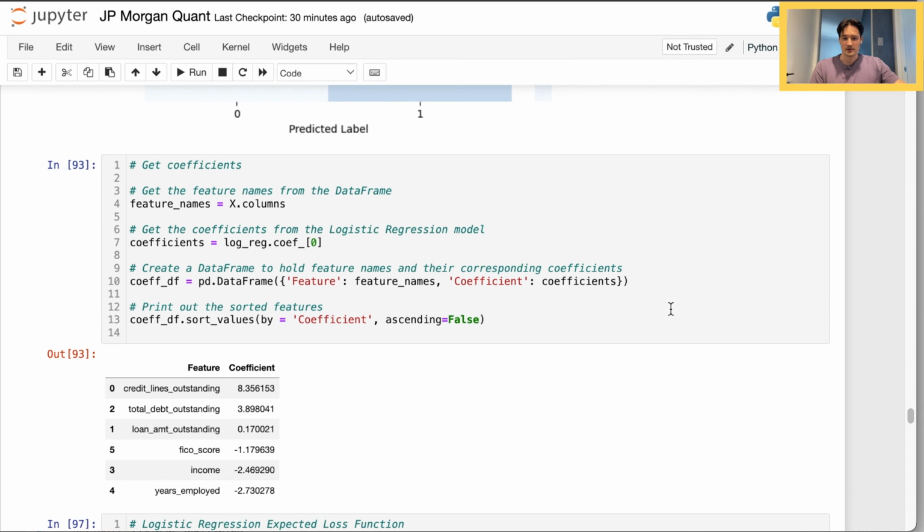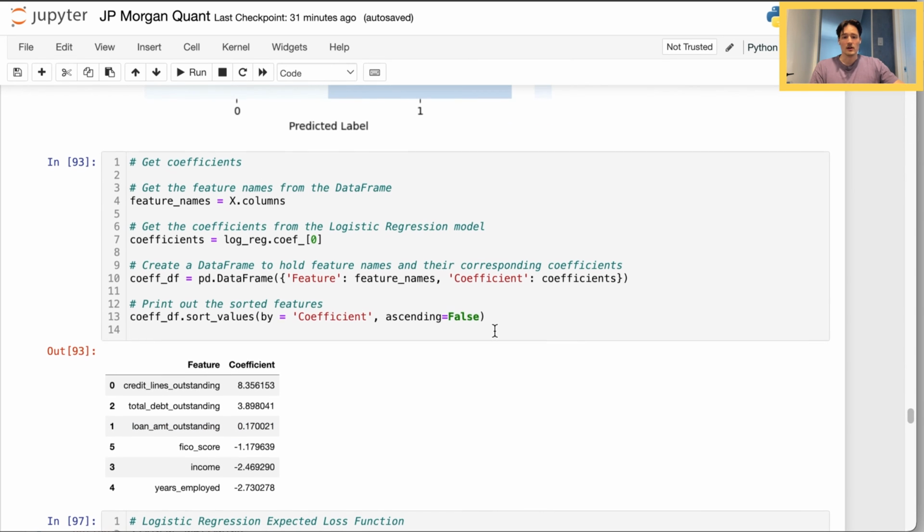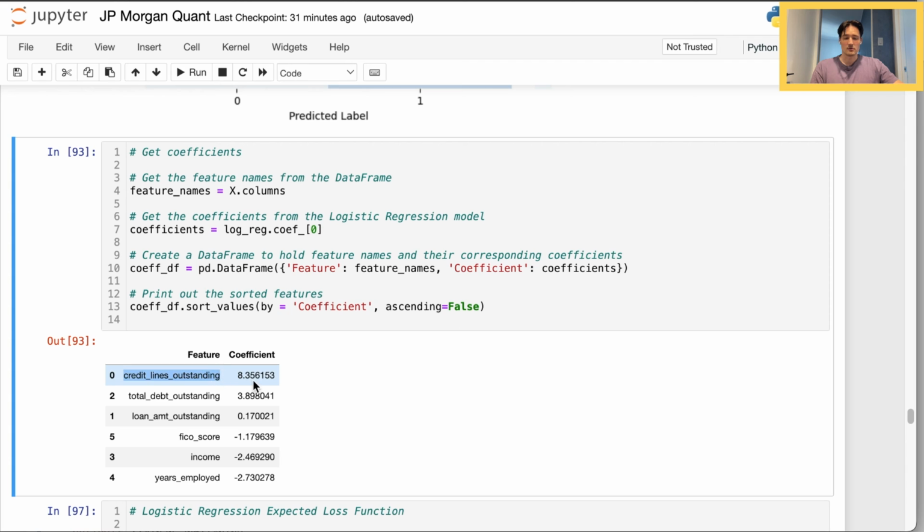And before we move on, I thought this would be an interesting view. The most important feature for predicting default, it seems here, was actually credit lines outstanding, followed by total debt outstanding. So that's just an interesting observation.